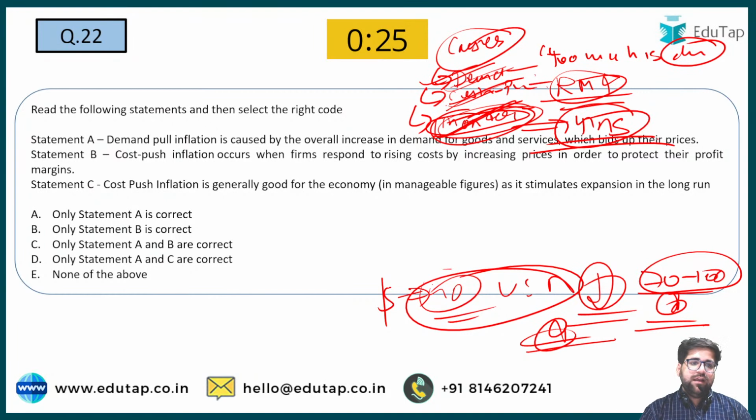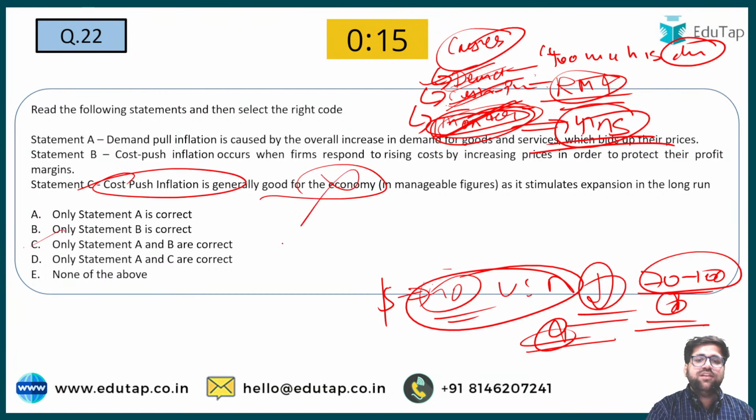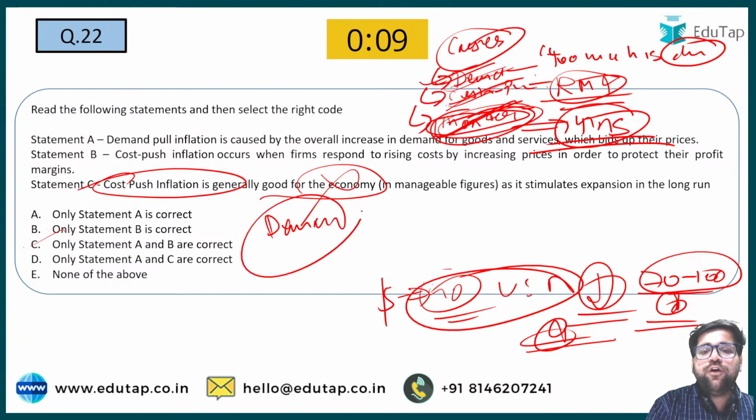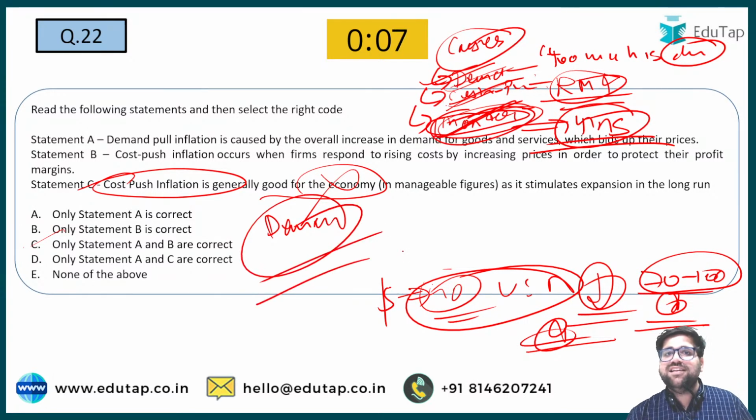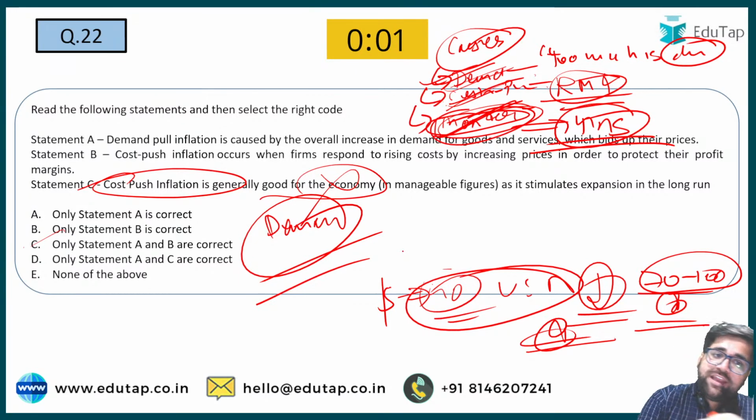As simple as that. Now if we come back to the question, we see that statement A and B are correct. Now statement C is incorrect. Cost push inflation is generally good for the economy? No, this is a completely wrong statement, because demand pull inflation is generally good for the economy. If demand is increasing, then obviously a rational seller will increase the supply as well. This is a very important concept for your economics as well.